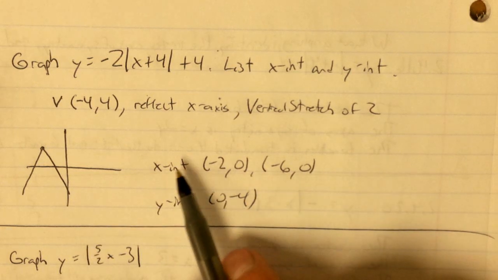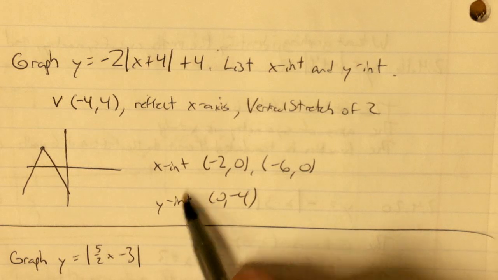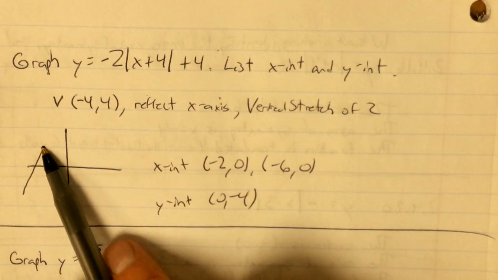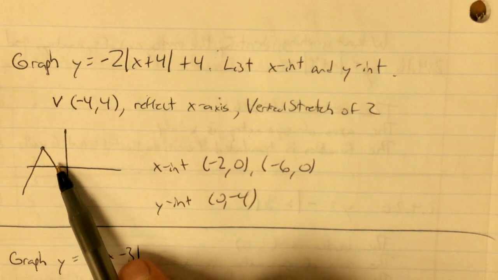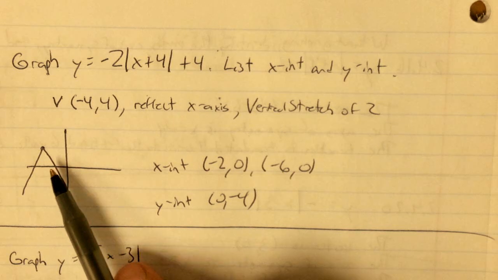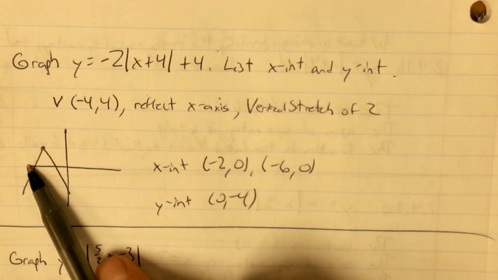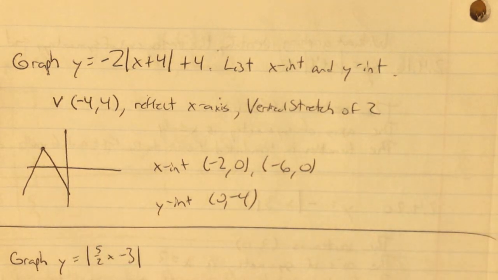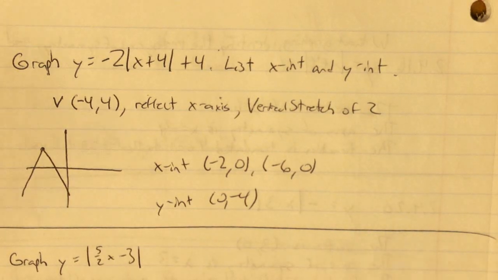Now, it's asking what the x-intercepts and y-intercepts are. In this case, there are 2 x-intercepts. From this point, we're going down 2 and right 1, and that gets you to (-2, 0). On this one, you go down 2 and left 1, so that gets you to (-6, 0). Then your y-intercept is (0, -4).